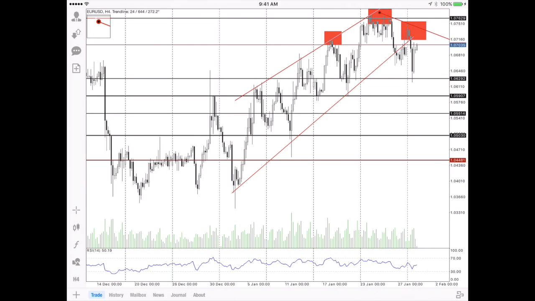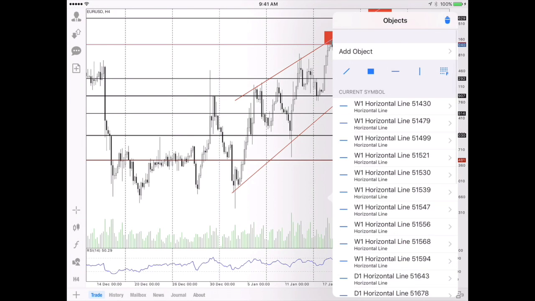It's hard to find my wicks. This is off my tablet, so keep that in mind. All right, there we go. If my candles wick out all the way up here, and then it closes under this trend line here, definitely going to be a bearish sell.